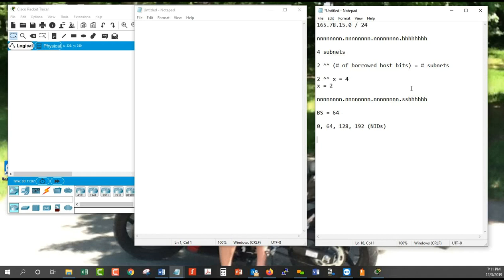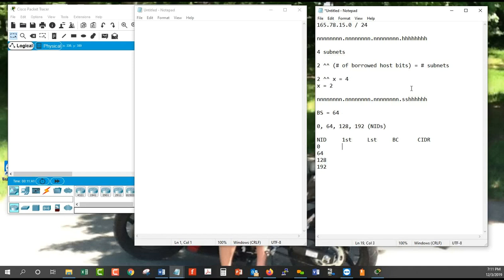And based on this, then, I can now start to build my table with my network ID, my first address, my last address, my broadcast address, and I can even go so far as to put out there my CIDR value. So there's my network ID. And there are my 4 networks, okay?